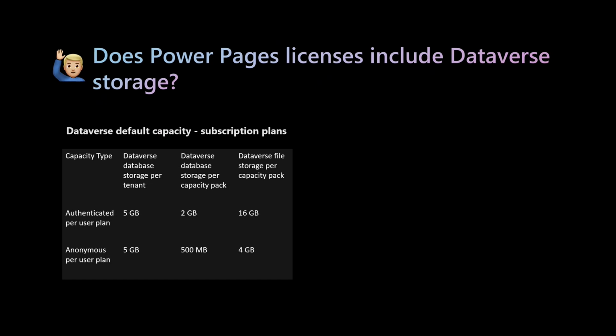So if you have purchased a subscription based plan, then at the tenant level you get 5 GB, and at the per capacity or database level you get 2 GB, and file storage you get 16 GB. So this is for the authenticated user for the subscription based plan. For anonymous users, at tenant level you get 5 GB, for database storage you get 500 MB, and file storage you get 4 GB.